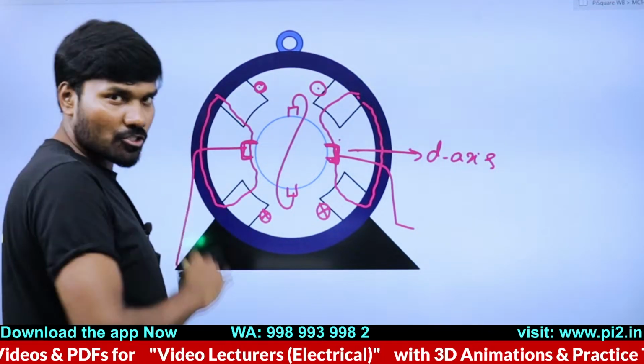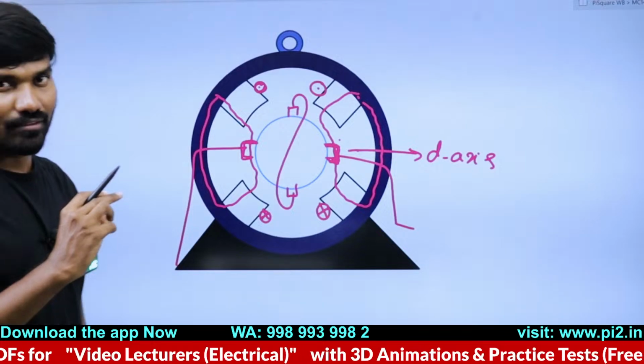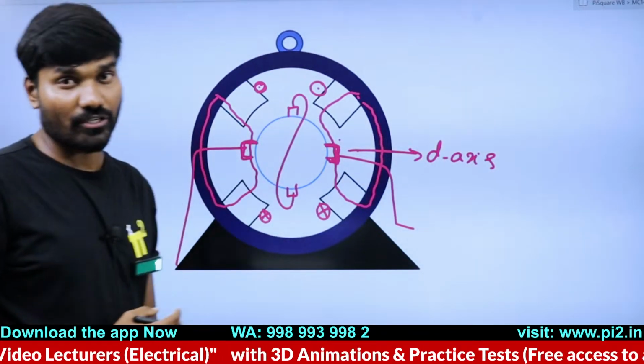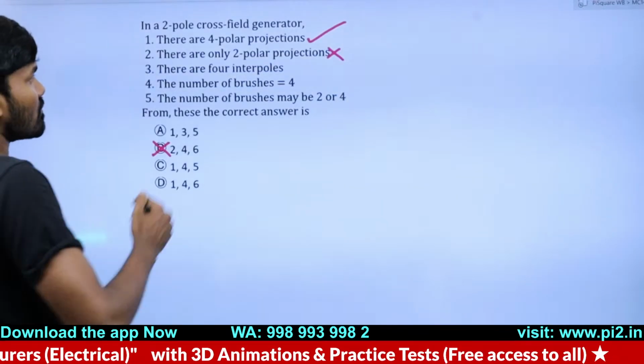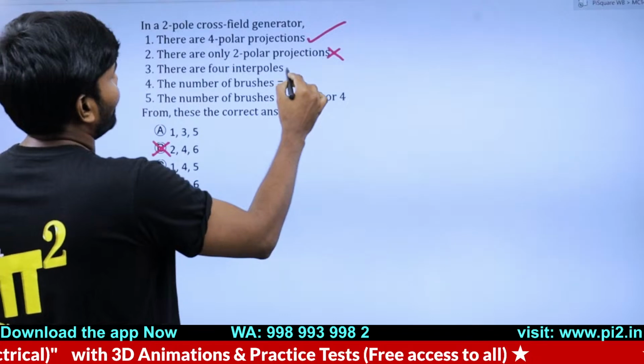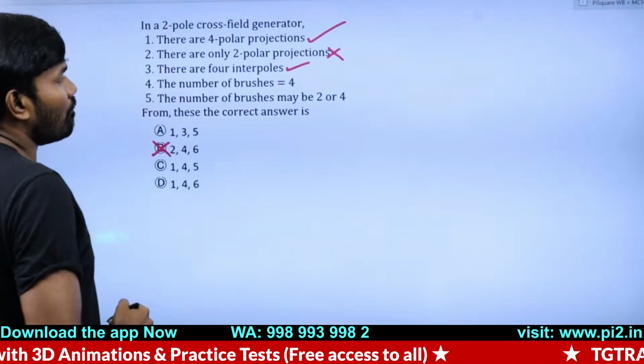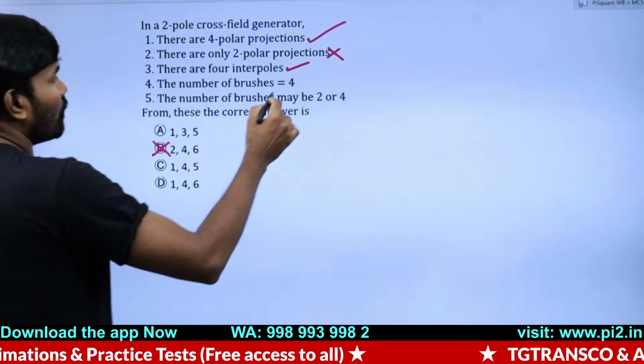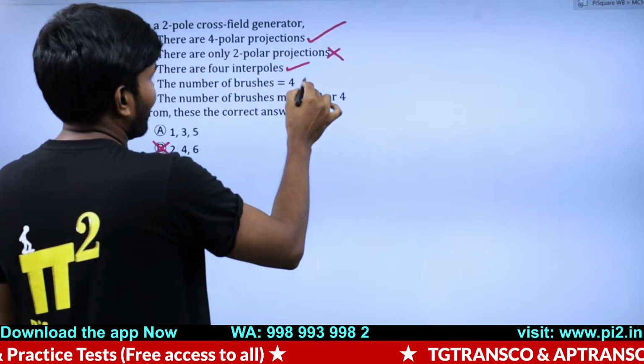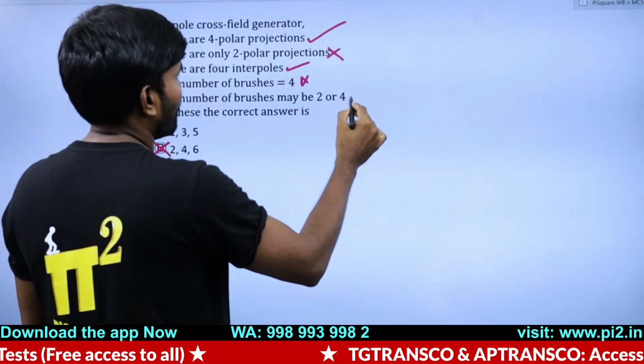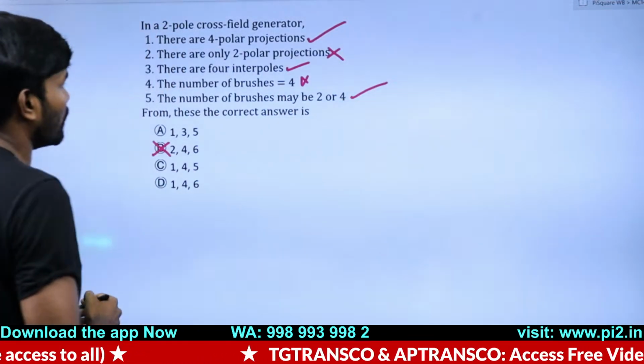I hope it is pretty much clear. This construction is why it is called a cross field generator. Now look at this. There are 4 interpoles. Yes, right. Number of brushes exactly equal to 4. You cannot say exactly equal to 4. Sometimes it may be 2, sometimes it may be 4. Yes, this is absolutely right.